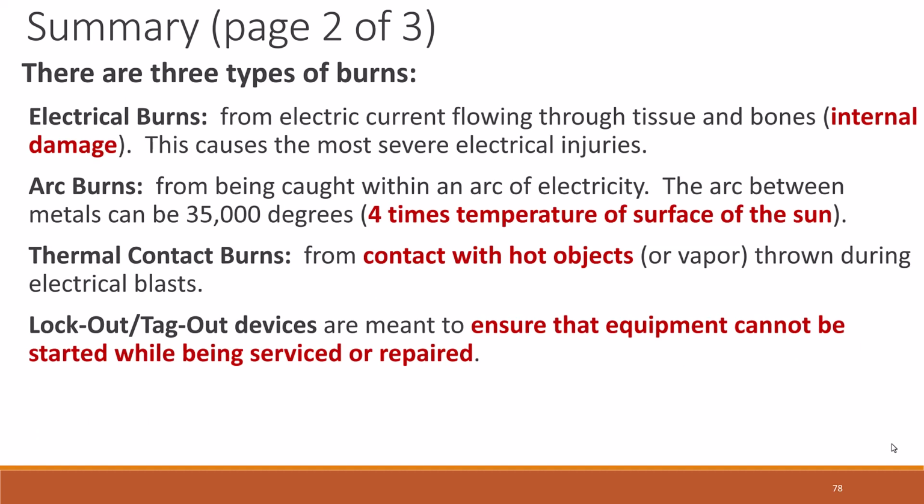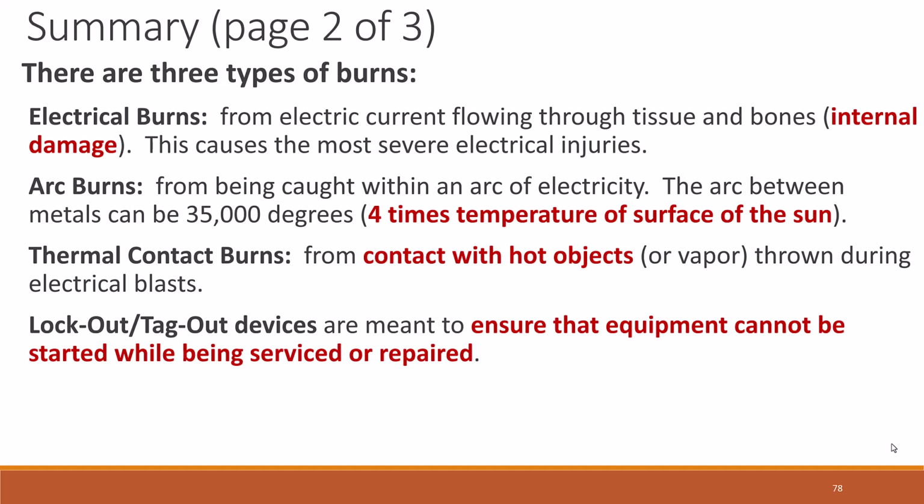Okay, next page. There are 3 different kinds of burns. You remember this was important before, so here they are: electrical burns, arc burns, thermal contact burns. So remember, the electrical burns can be the most severe types of injuries. There's internal damage through this tissue and bone destruction, the electricity flowing where your body is heating up like a toaster wire. The arc burns, you're caught in the arc of the electricity, a big bolt running across the room, and you're caught in it.